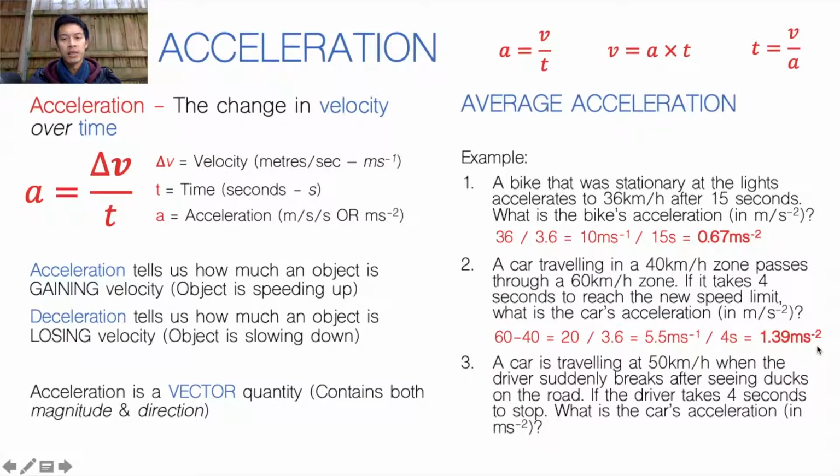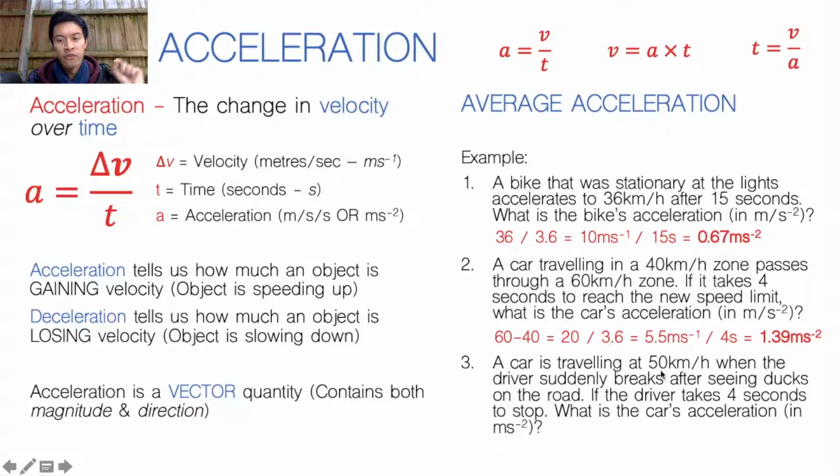squared. So what that means is from the time that the car passes through the 40 kilometer zone that it was going at, it will gain 1.39 meters per second every second in speed until it reaches 60 kilometers per hour in the new zone. And it takes 4 seconds to do that, okay? All right, question number 3.